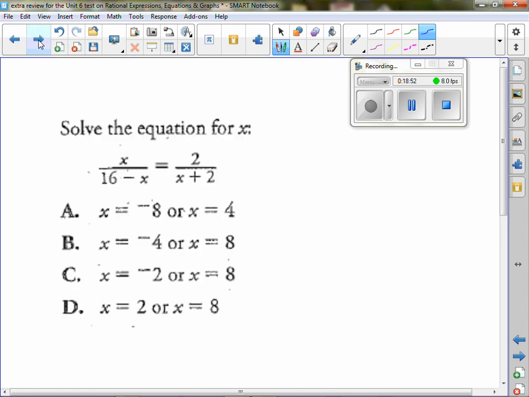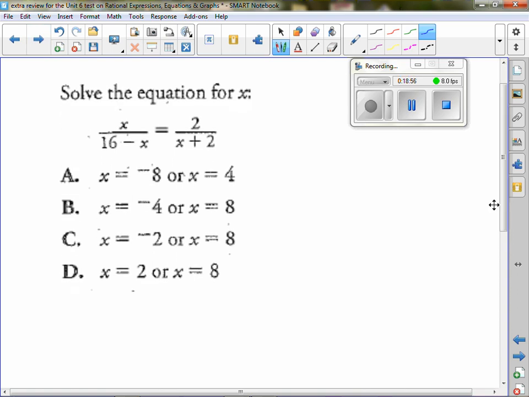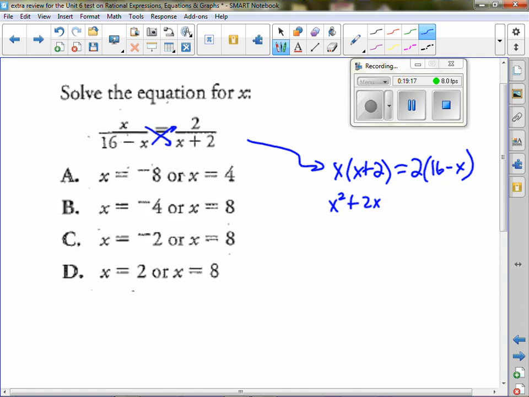Alright, so we're almost done here. A couple more. So take a minute, write that down. Now when I have a fraction equal to a fraction in a problem, I will just cross multiply. It doesn't matter which way comes first. I'm going to do x times x plus 2 on the left side. On the other side, 2 times 16 minus x. So on the left, I'll get x squared plus 2x. On the right, I'll get 32 minus 2x.